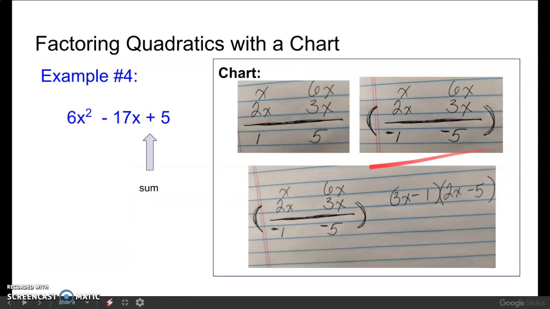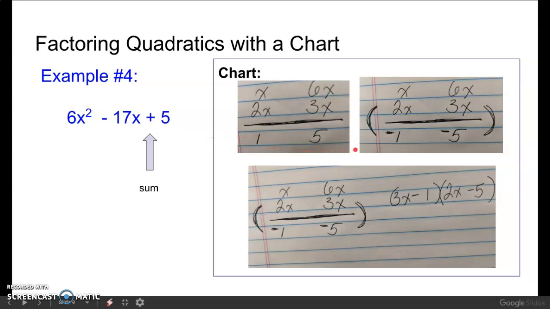All right, last one. This time I'm looking for a sum because this is positive. This time, though, I'm looking for a sum of negative 17. All right, so I'll show you what that looks like. So first I found my factors, so x and 6x, 2x and 3x, that's my first term. And then for 5, I only have one possibility, 1 and 5.